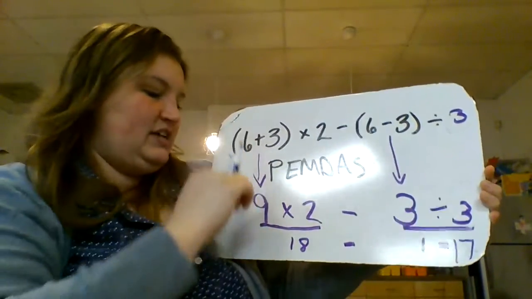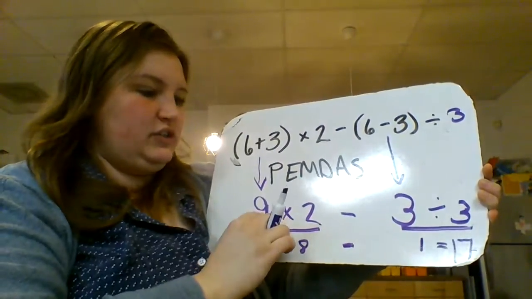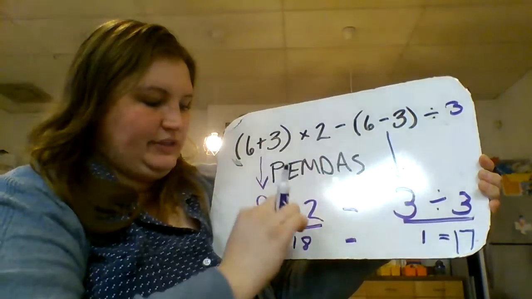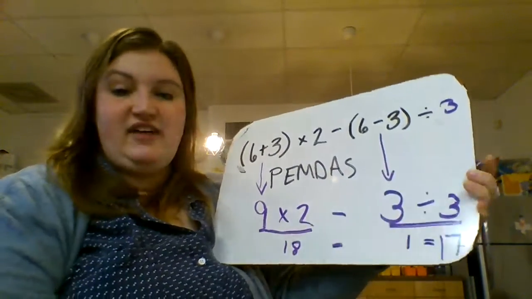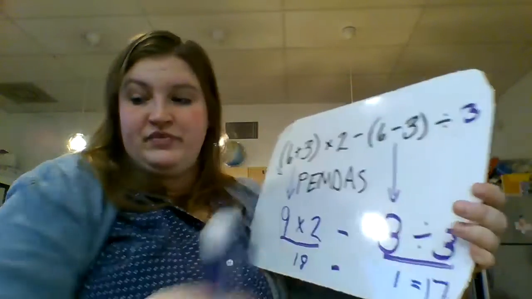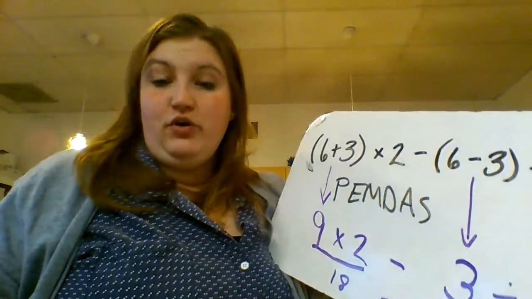Okay, so I had to do my parentheses first. Then I did my multiplication and division, and then finally I subtracted, okay? So you have to remember the order of operations, and after that it's pretty simple because you know how to multiply and divide and add and subtract. Or at least you have an idea about division. So let's try another one. I'll try one without division this time.